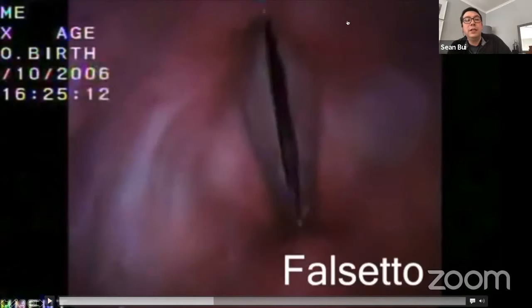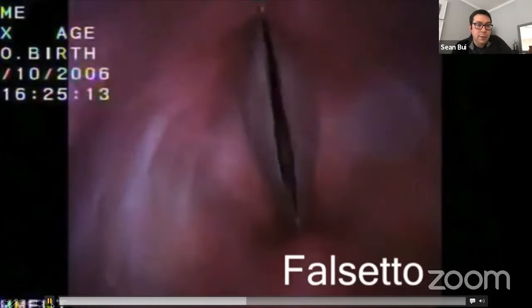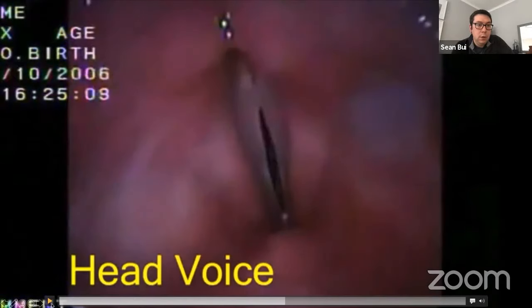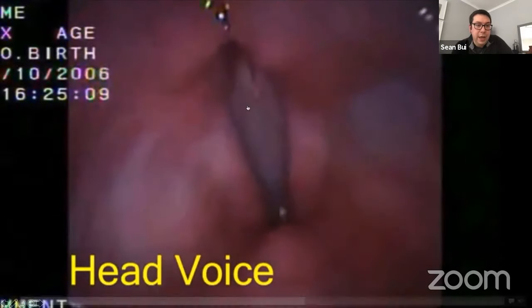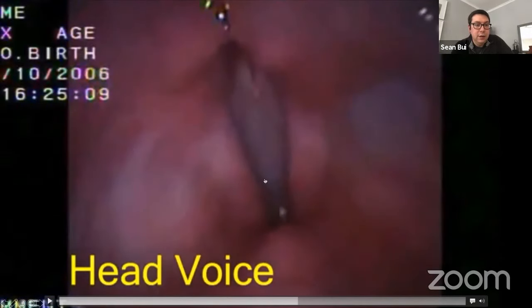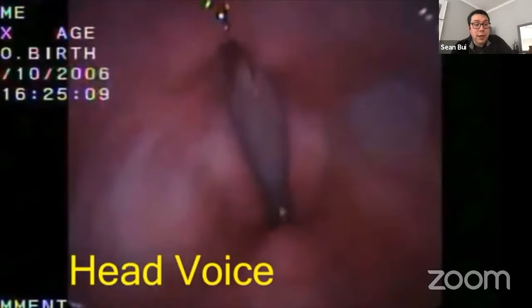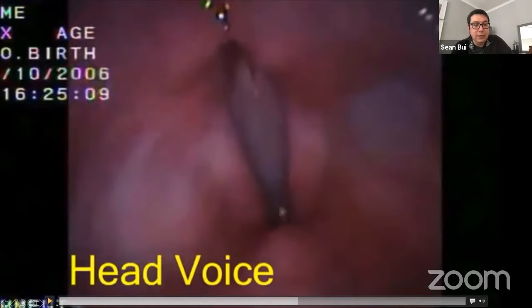So here in the falsetto, you can see that the vocal folds are really not meeting at all, and it sounds very, very breathy in comparison to the head voice that we're about to hear again. The vocal folds here are fully meeting, and this is how our vocal folds should look when we're singing normally. So that's the difference between head voice and falsetto.